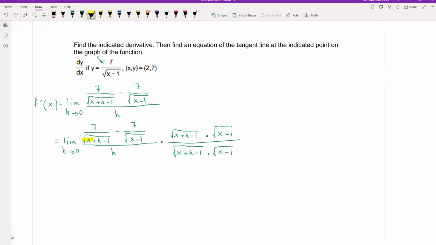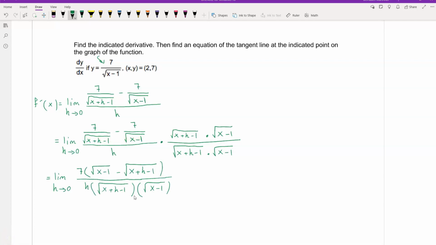So here what we have in the denominator, the square root of x plus h minus 1 and the square root of x minus 1. So multiply both numerator and denominator by the square root of x plus h minus 1 multiplied by the square root of x minus 1. So after multiplying numerator and denominator, what I have here in the numerator is 7 times the square root of x minus 1 minus the square root of x plus h minus 1, and the denominator is h times the square root of x plus h minus 1 multiplied by the square root of x minus 1.